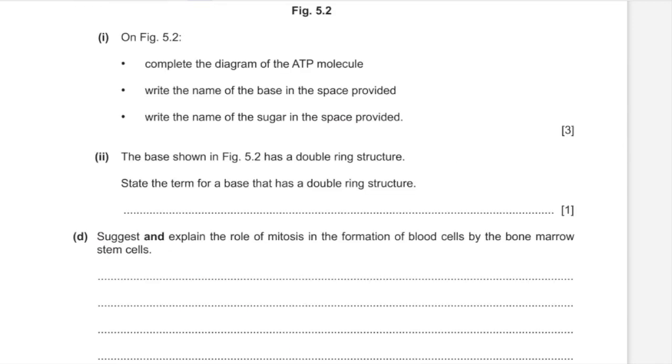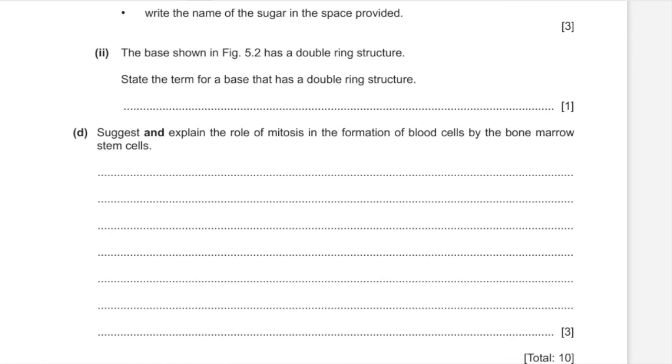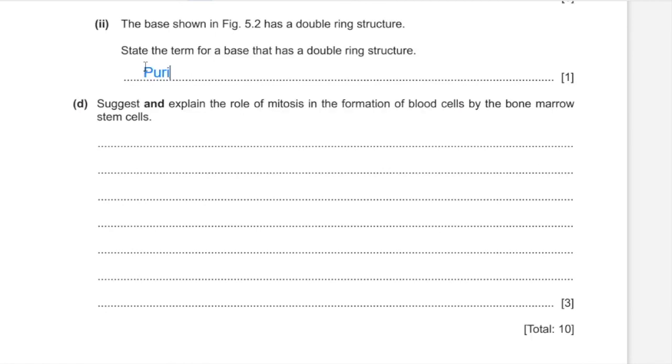The base shown in figure 5.2 has a double ring structure. State the name for a base that has a double ring structure. That would be a purine base, since pyrimidines contain a single ring.